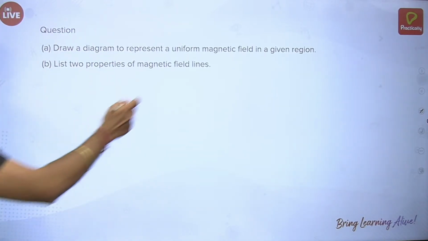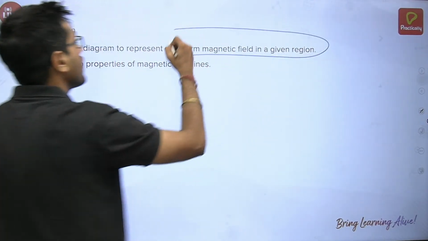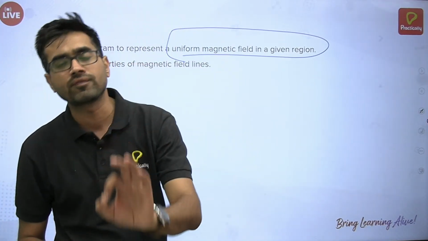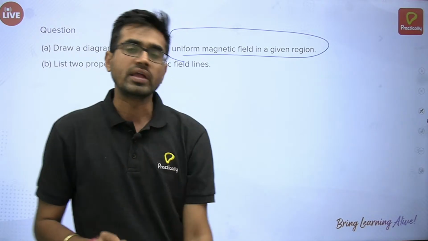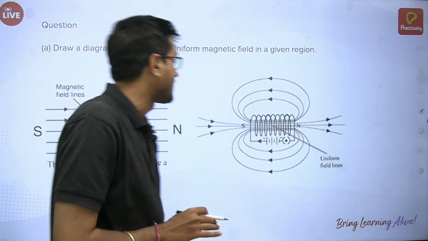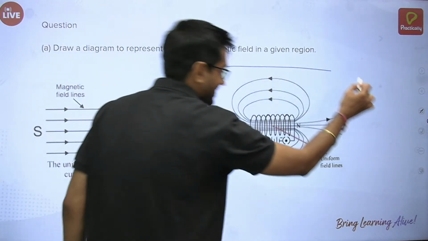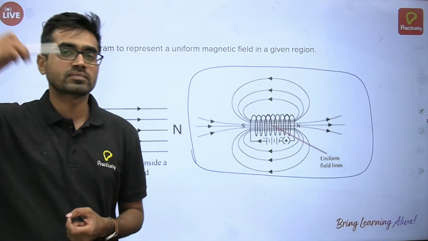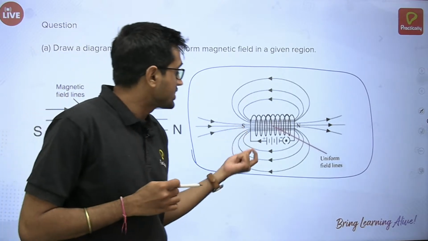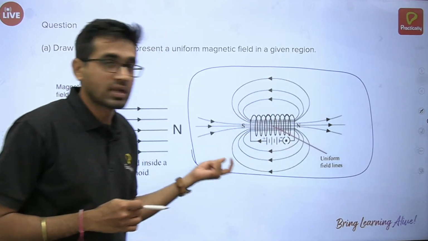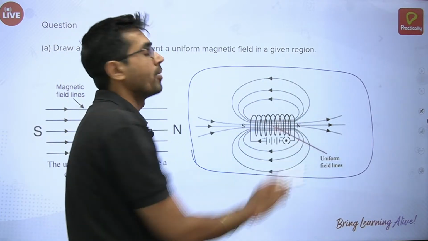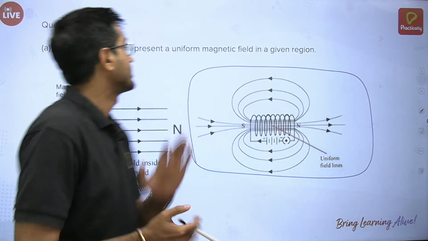Draw a diagram to represent a uniform magnetic field. A uniform magnetic field can be represented by the magnetic field inside a solenoid. I will show you the diagram because I'm very poor at diagrams. A solenoid is nothing but a coil, a helical shape. If you pass a certain current, the magnetic field produced in that coil is a uniform magnetic field.